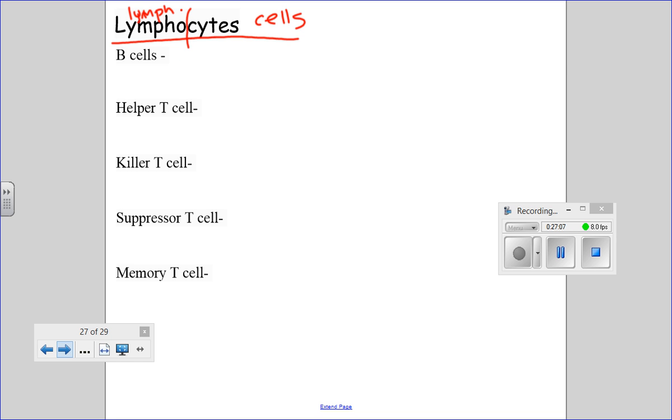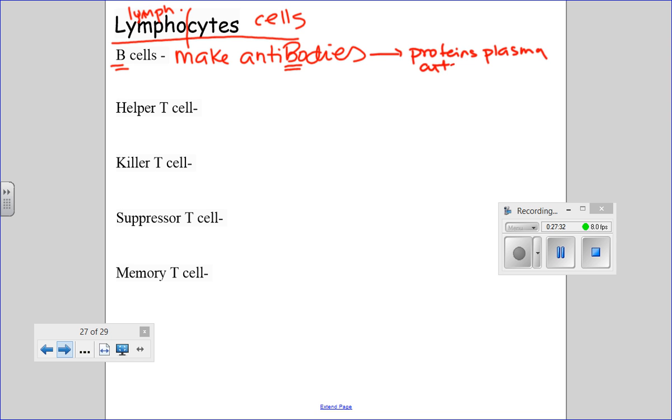Now, B cells are the ones that make antibodies. So antibodies come from the B cell. So we already know what antibodies are. Antibodies, remember, are the proteins in the plasma that attach to foreign cells. So we already saw that when we discussed red blood cells and antigens.